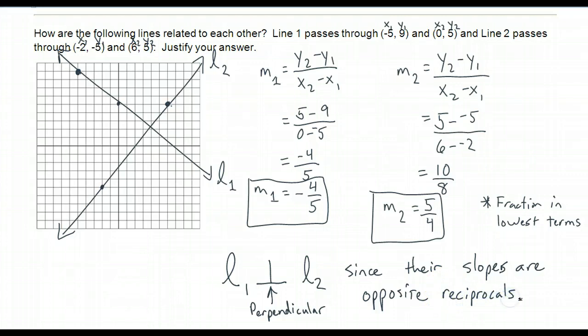So in order to justify my answer, I need 3 steps. Step 1, find the slope of my first line. Step 2, find the slope of my second line. And step 3, come to my conclusion. They're perpendicular since their slopes are opposite reciprocals.